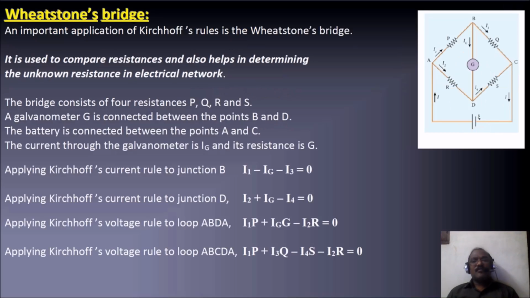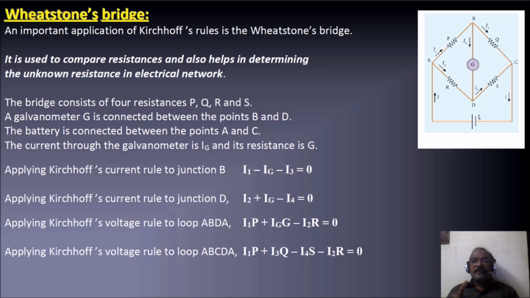Now we can make use of this to understand the Wheatstone bridge experiment. This experiment is very useful in determining the unknown resistance value, or we can also compare the resistance. Here we are going to make use of 4 resistances, a galvanometer and one EMF cell. These are connected as shown in the circuit diagram.